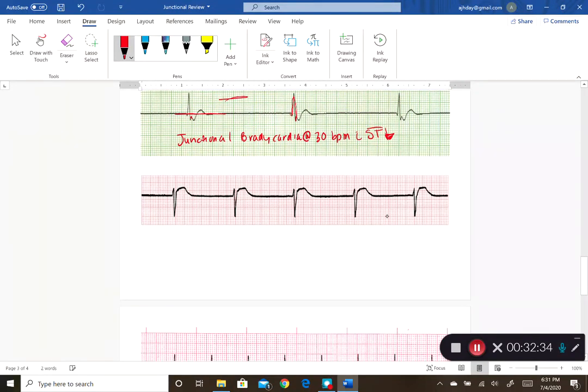All right, next rhythm. So regular or irregular. It does appear to be regular. Let's go ahead and figure out what our rate is. So I'm going to pick this second complex because it ends right on a line, and my third complex also ends right on a line. So I'm going to measure from here to here just because it lines up really well. 5, 10, 15, 20, 25, 30, 35. So let's go ahead and pull up my calculator. 1500 divided by 35 gives me a rate of 42.8, so 43 beats per minute.